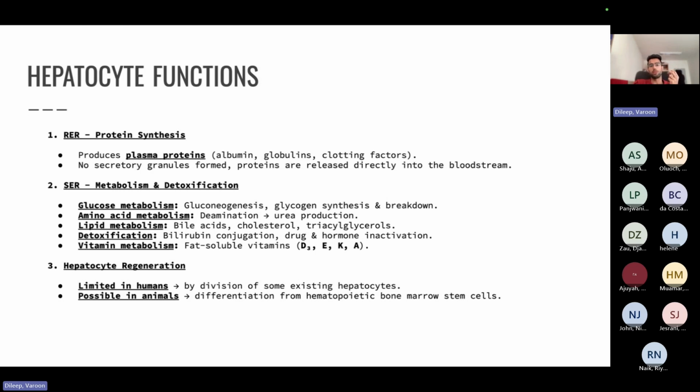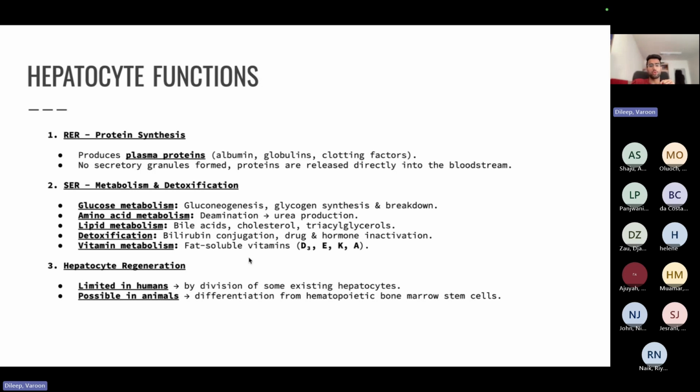When we talk about glucose metabolism, it is involved in glycogen synthesis as well as breakdown. For amino acid metabolism, it removes the amino group of the amino acids. As we know, amino acids have one amino group and one carboxyl group. So it removes the amino group and results in the production of urea. And it is involved in the formation of bile acids, cholesterol, as well as triacylglycerols.